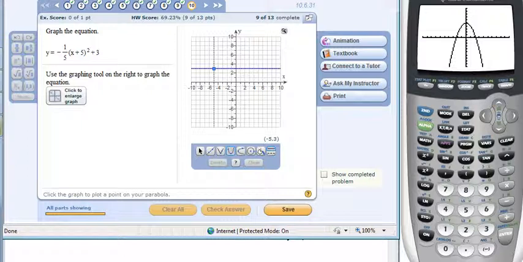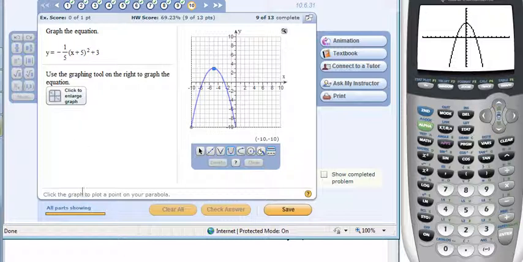All right, now what can we deduce from the equation? Well, I know it's got to be upside down because it's got a negative. A fifth is between 0 and 1, so it's got to be wide, right? So it's going to look something like this. It's not going to look like this. It's going to look like that.